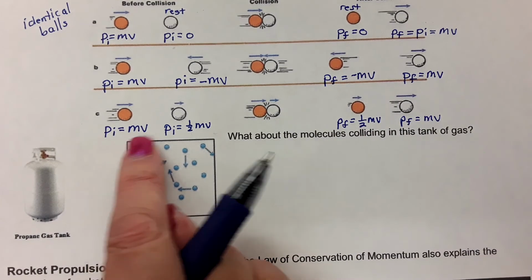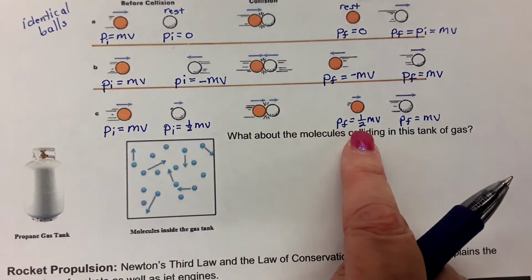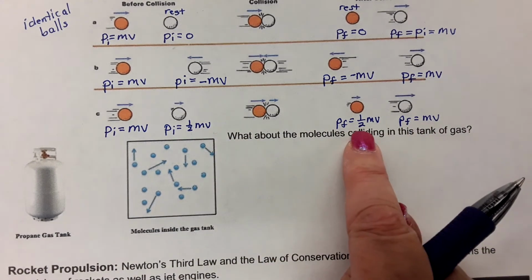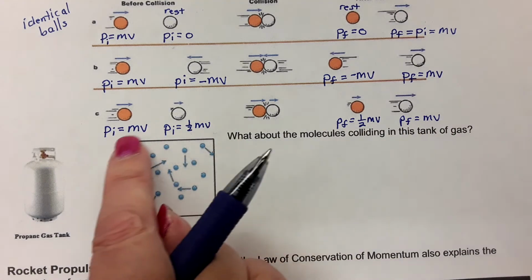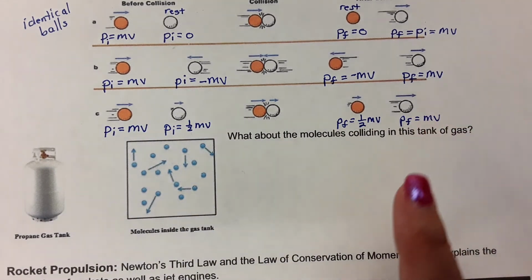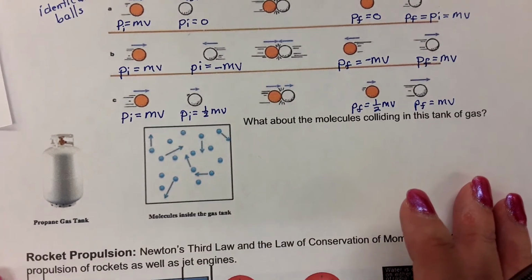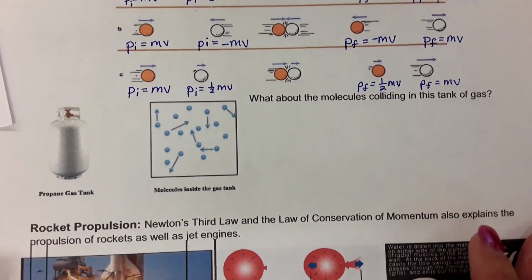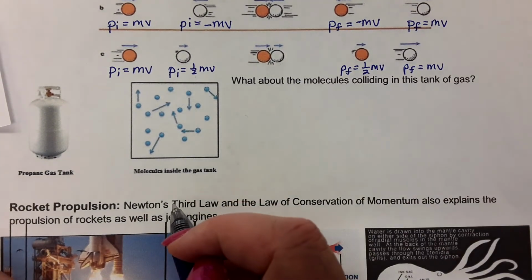But notice, 1 plus a half is 1.5 mv for the total. So it's still the same total momentum before and after collision. The law of conservation of momentum must be conserved. All right, now look at this.